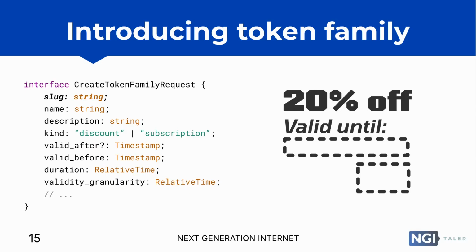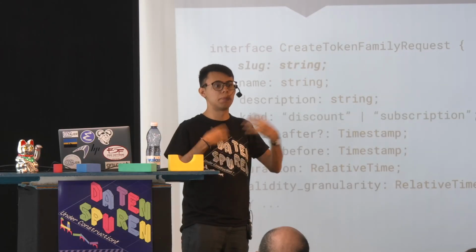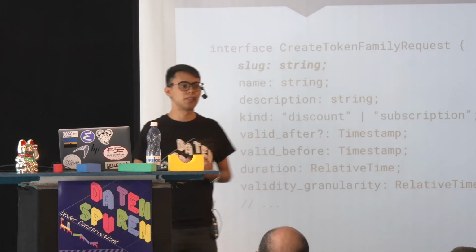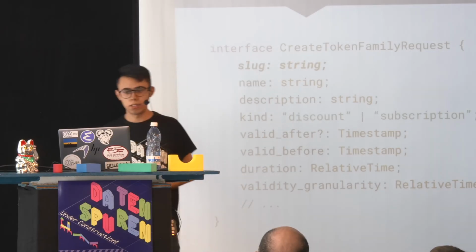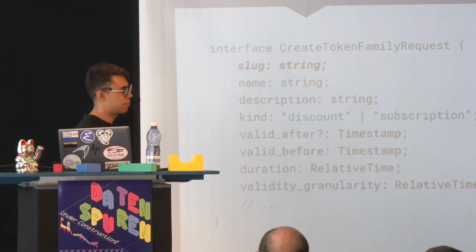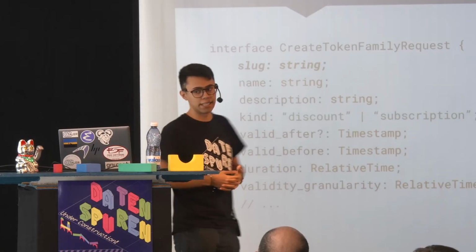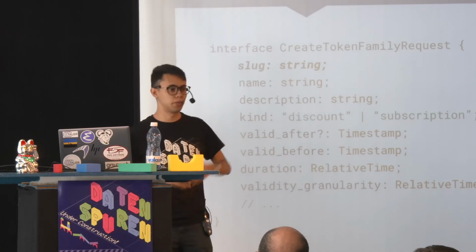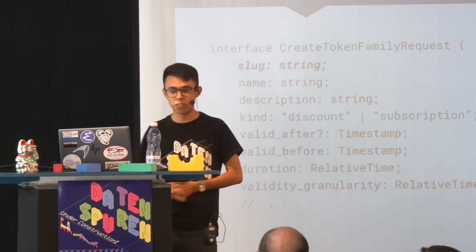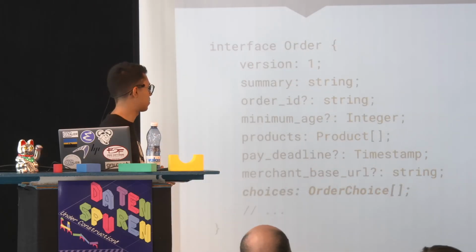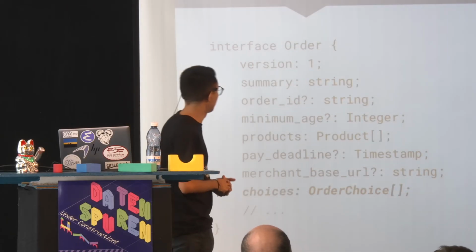But in order for this token family thing to be any useful, you need to put this somehow into orders. You need to allow orders to express what you need to pay an order, how many tokens you need, what kind of tokens you need. So for that, we decided that we had to extend the order B0 that I explained to you. And we decided it was time for a new version. So that's when we came up with order B1.